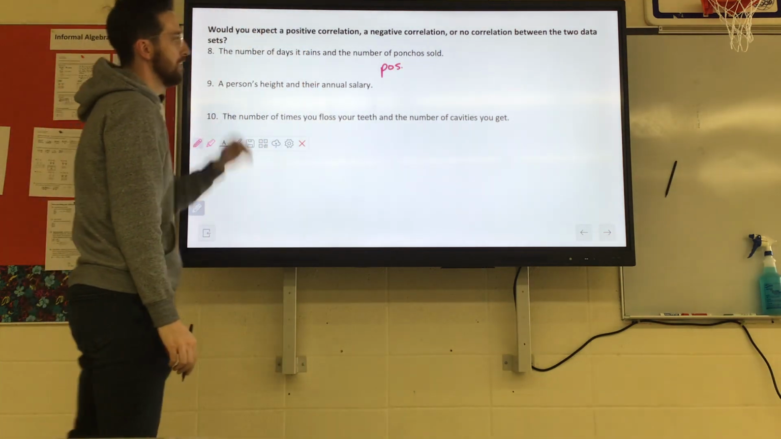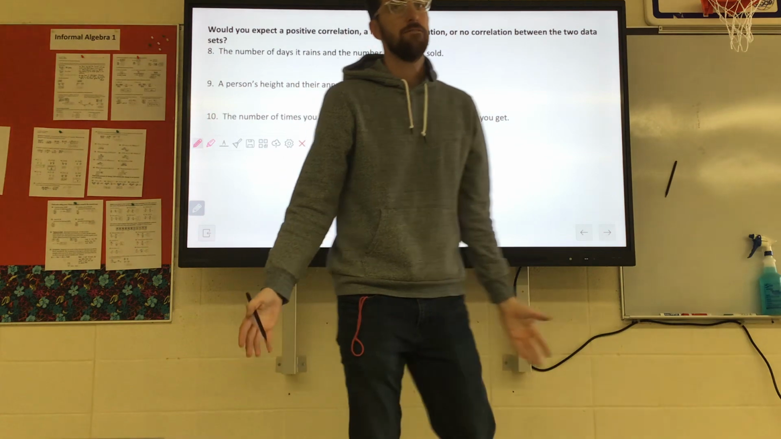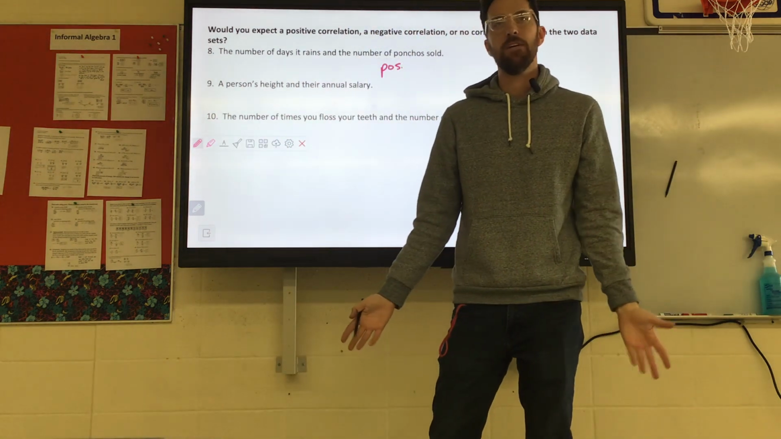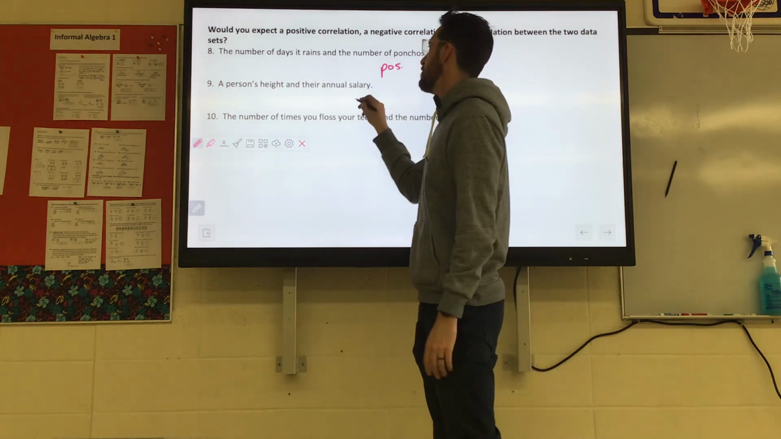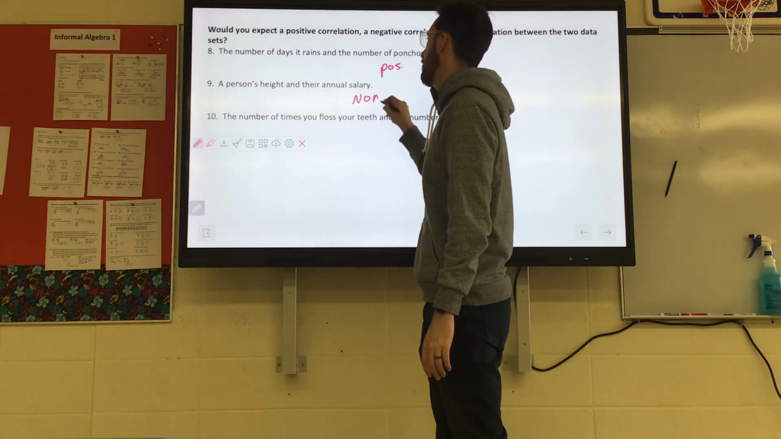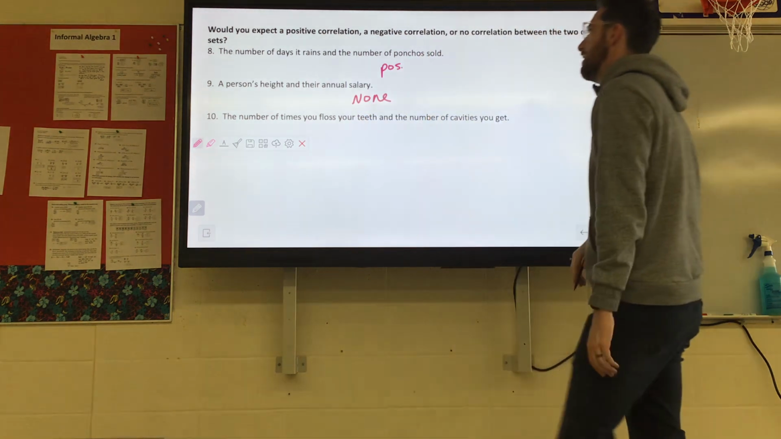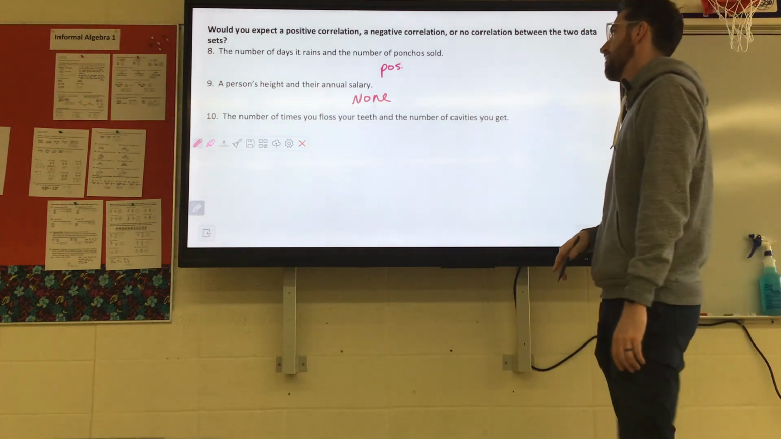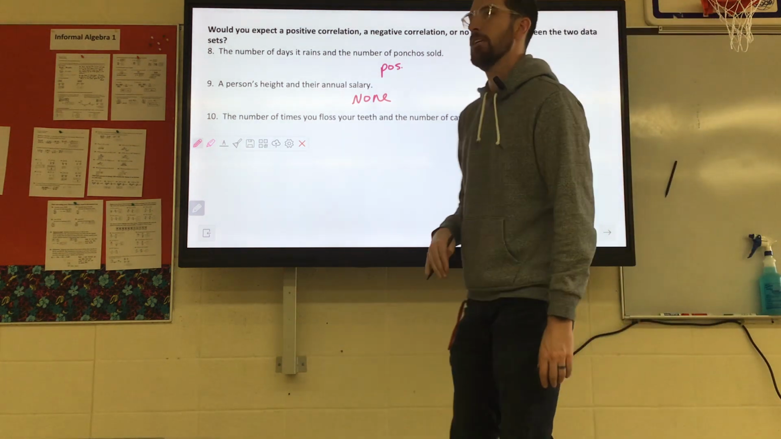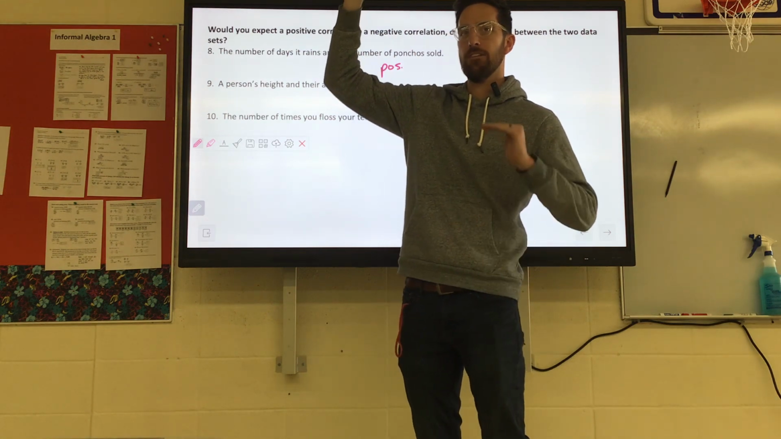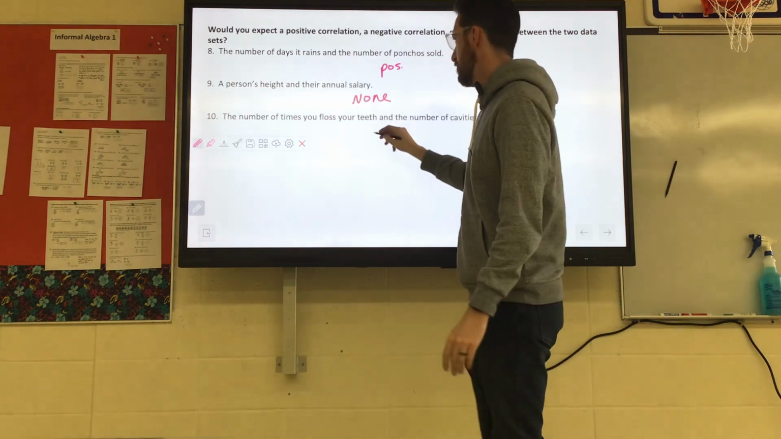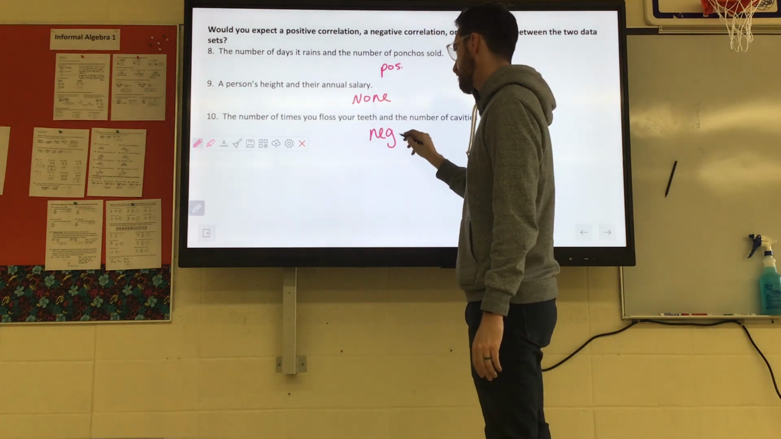A person's height and their salary. Does your height make a difference in how much you get paid? No, it shouldn't. So there should be no correlation there. The number of times you floss your teeth and the number of cavities you get. The more I floss, the fewer cavities I get. So they go in opposite directions. That would show a negative correlation.